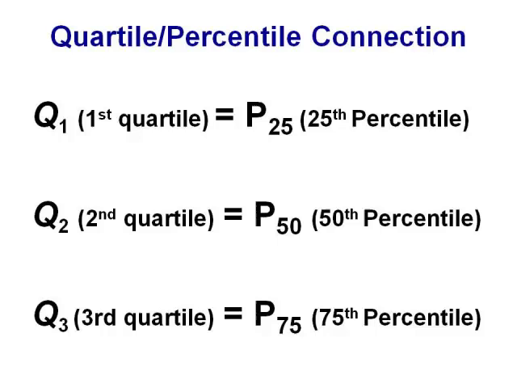To calculate these, you just have to keep in mind that a quartile is 25%. So Q1 would be P25, Q2 would be at the 50% mark, so that'd be P50, and Q3 would be 3/4 of the way, so that would be P75. And then you can just calculate those the way that we did in the last couple of examples.